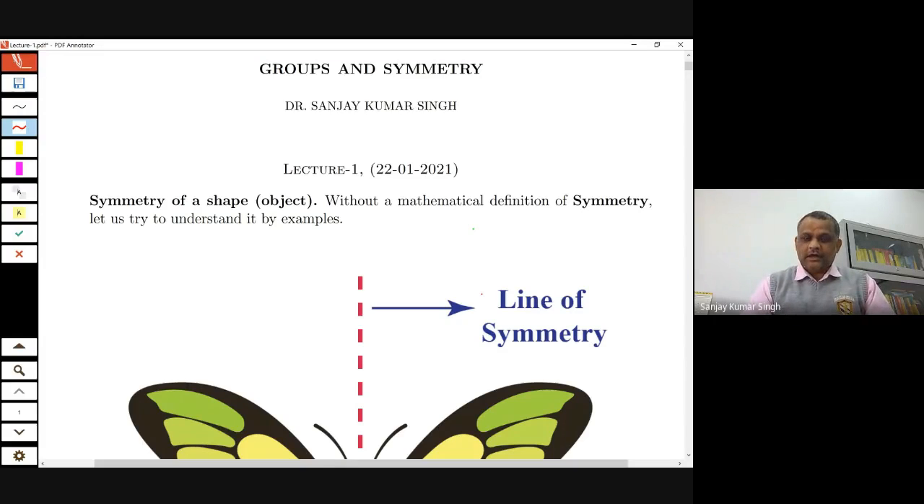So as our title says, group and symmetry. I will start with the symmetry and give motivation, and then again I will discuss this symmetry, group and other things in the second part of our lecture series. So let us start understanding what is meant by symmetry without giving any mathematical definitions, basically by pictures.